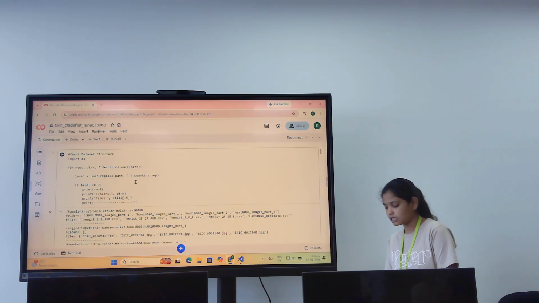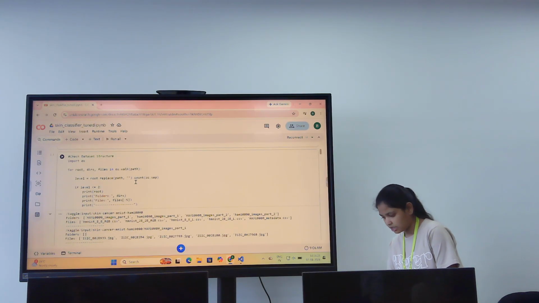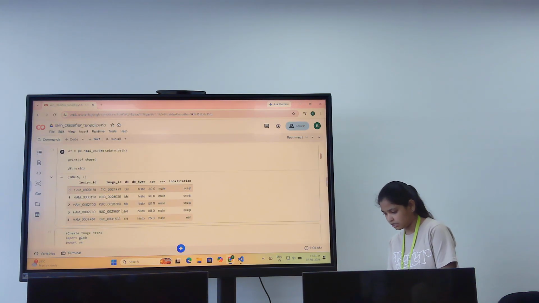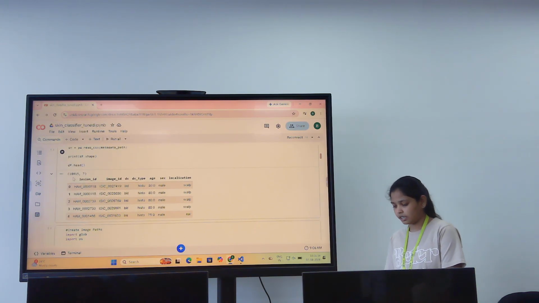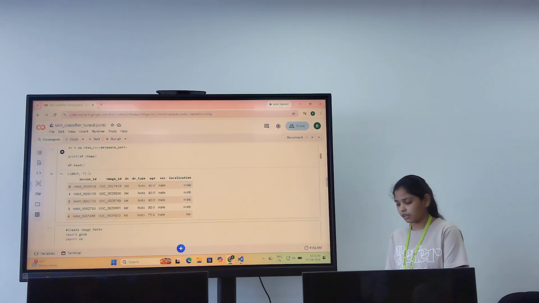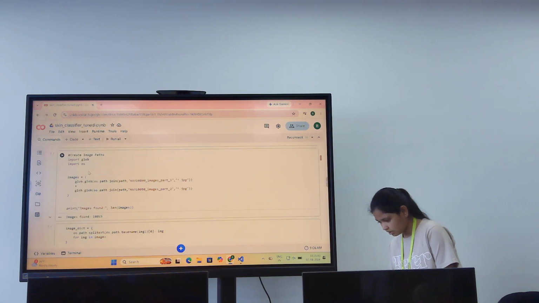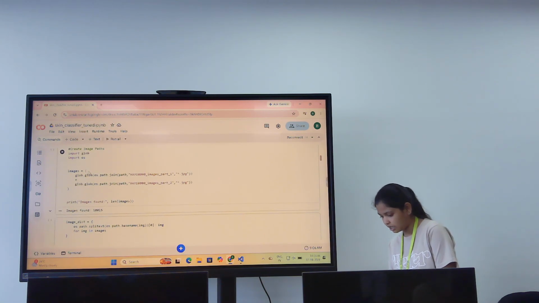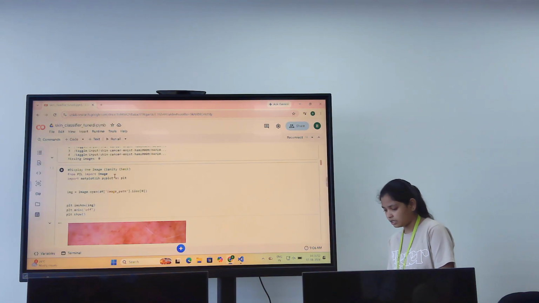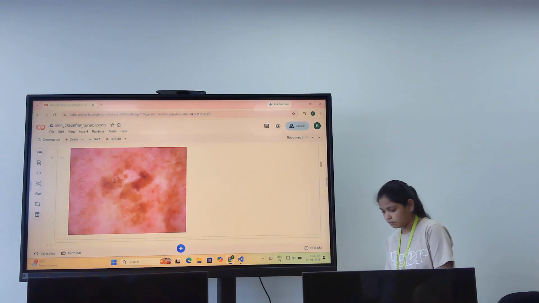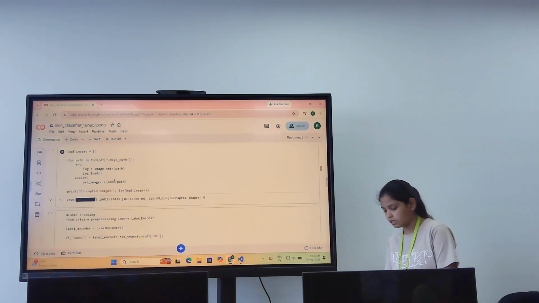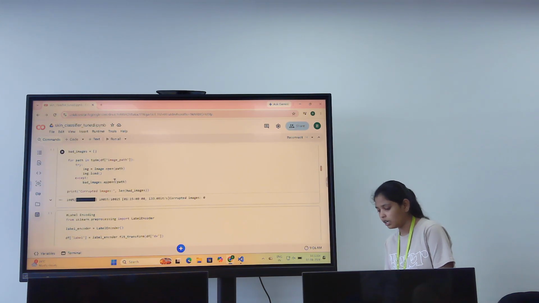Before training, I analyze the dataset. Here I check the dataset structure and the data structure information. The dataset contains 10,015 images, which are classified under 7 categories. Next, I create the image path, and for a sanity check, I display one image from the dataset. Next, I check for missing or corrupted images in the dataset.